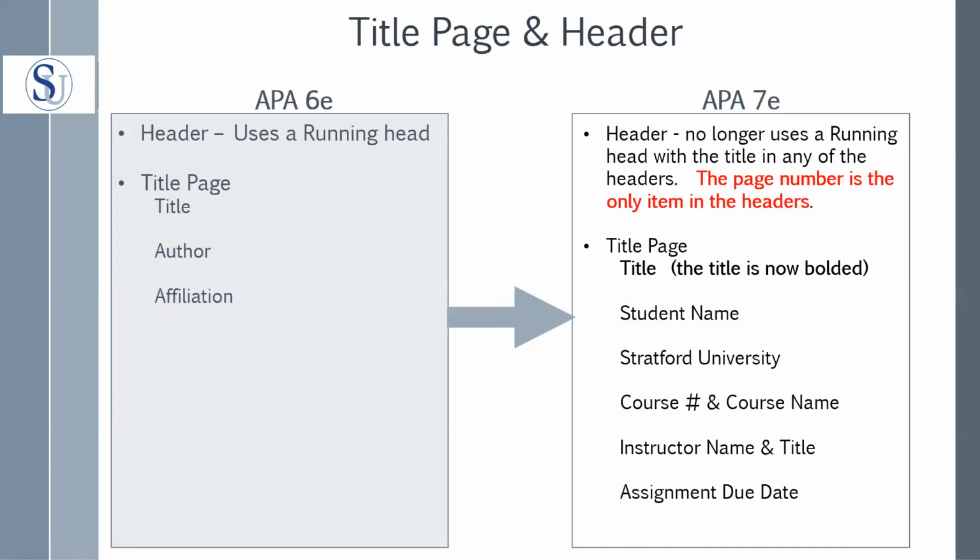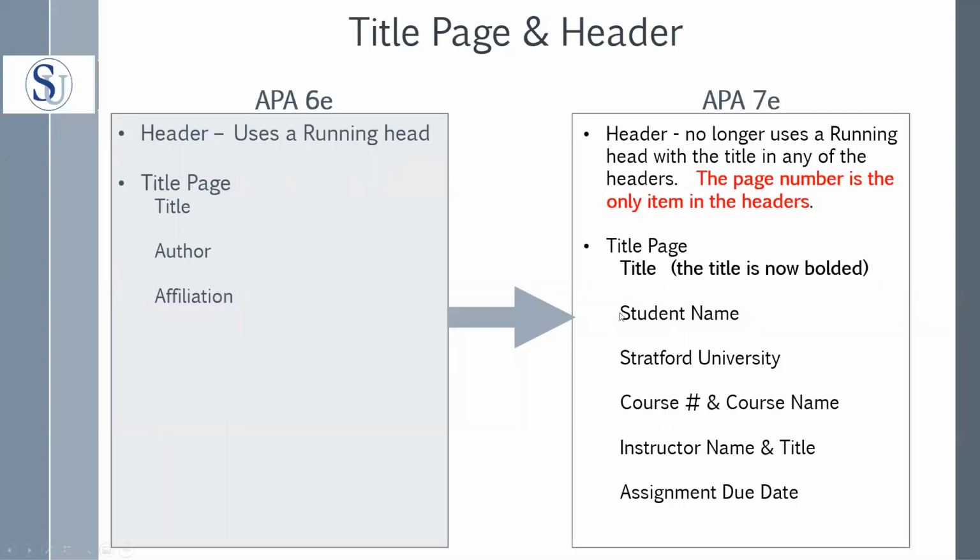Students no longer have to use the words running head as well as the title in the header. So now the only thing that's going to appear in the header of an APA style paper, beginning on the title page, is the page number only.